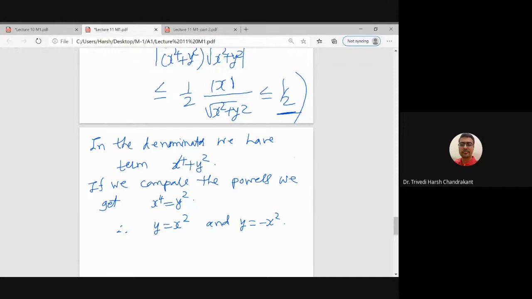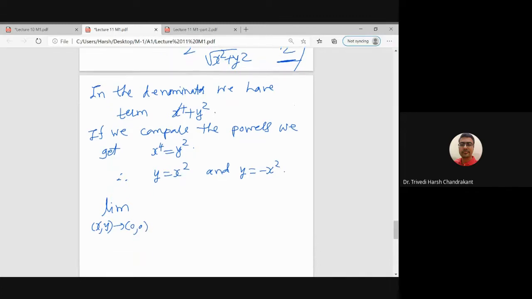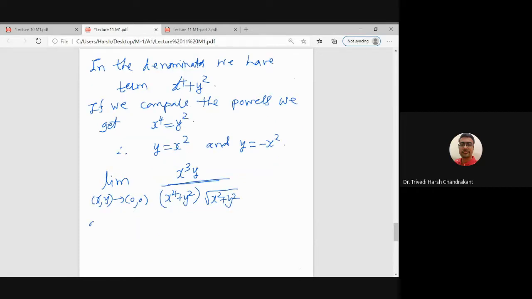Basically we are getting the parabola. So along this parabola, let us try to find this limit. Limit (x,y) approaches (0,0) of the function x cube y divided by (x power 4 plus y square) times square root of x square plus y square, along the parabola y equal to x square.